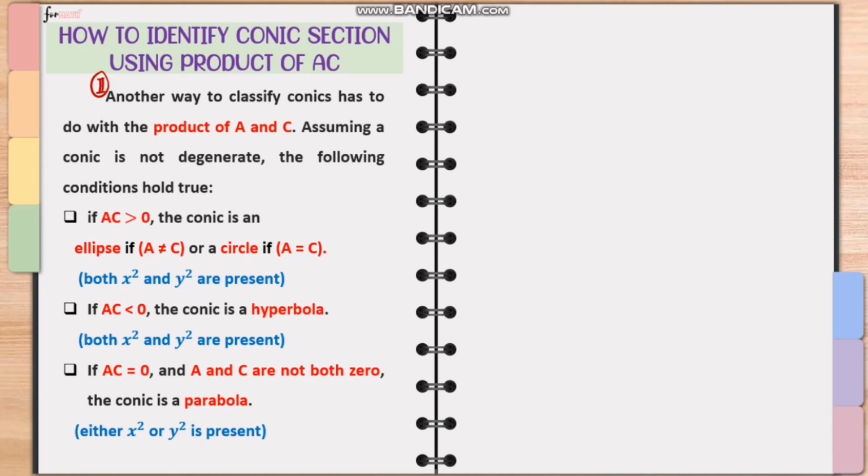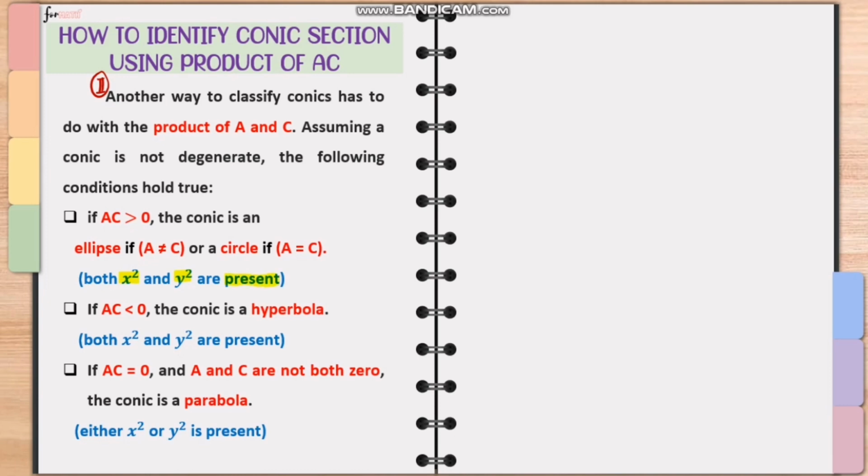So, if AC is greater than 0, okay, pwede po siyang maging ellipse or circle. Ellipse siya daw kapag ang A natin ay not equal to C. Circle naman kapag ang A is equal to C. Okay? Provided that both x squared and y squared are present.